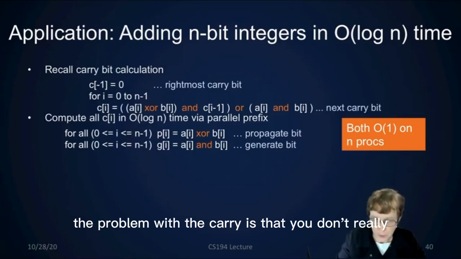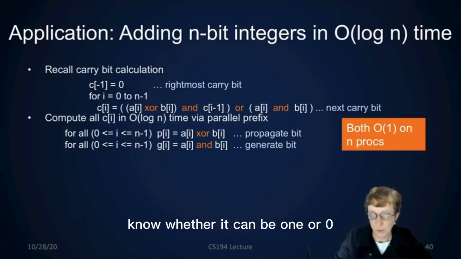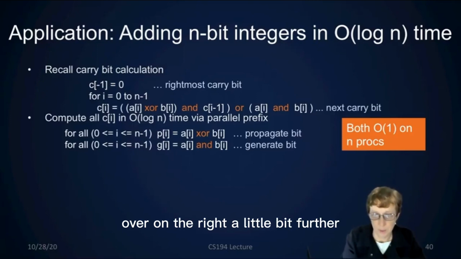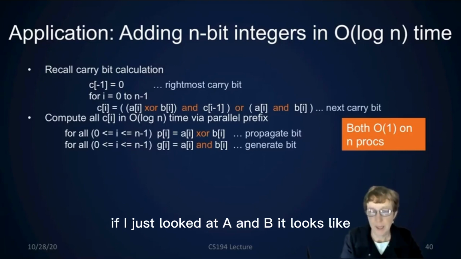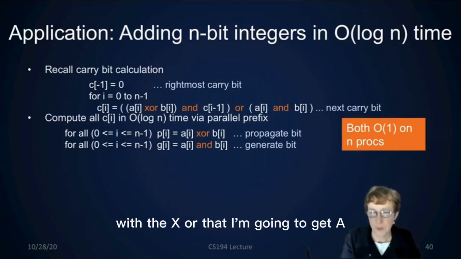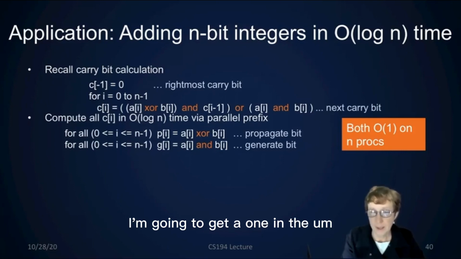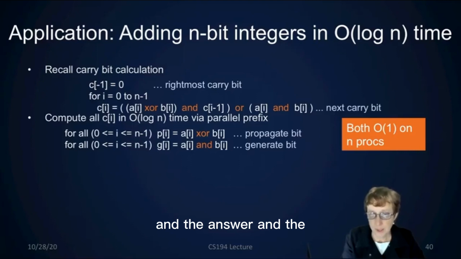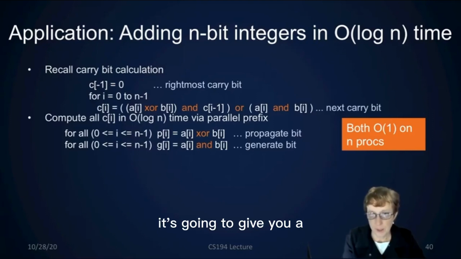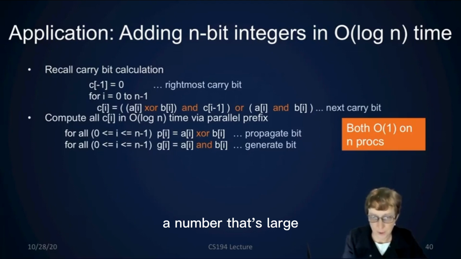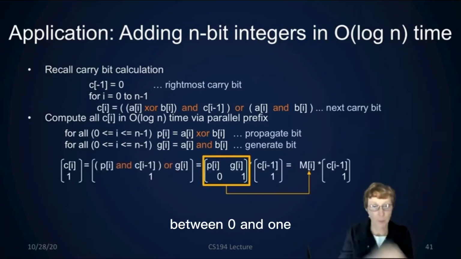The problem with the carry is that you don't really know whether it's going to be 1 or 0 unless you know what happened over on the right a little bit further. But this says locally, if I just looked at A and B, it looks like with the XOR that I'm going to get a 1 in the answer, and then the generate bit is doing an AND of those two things as well.